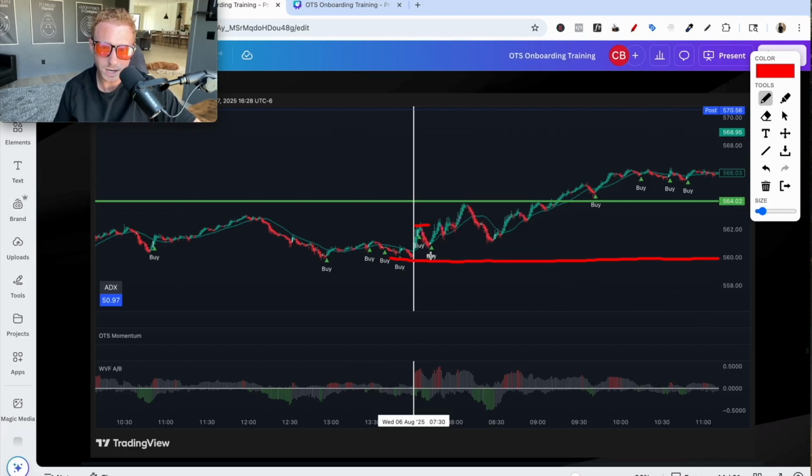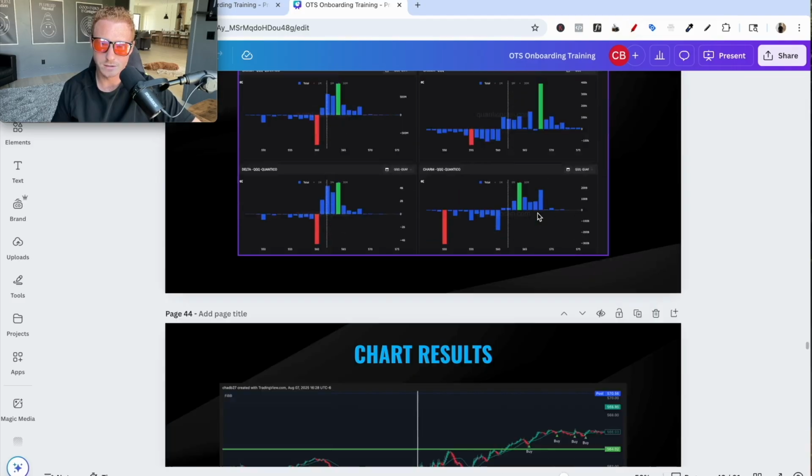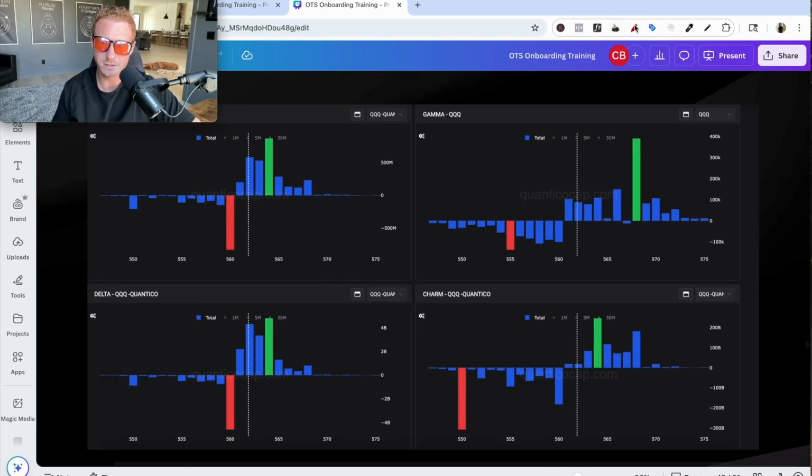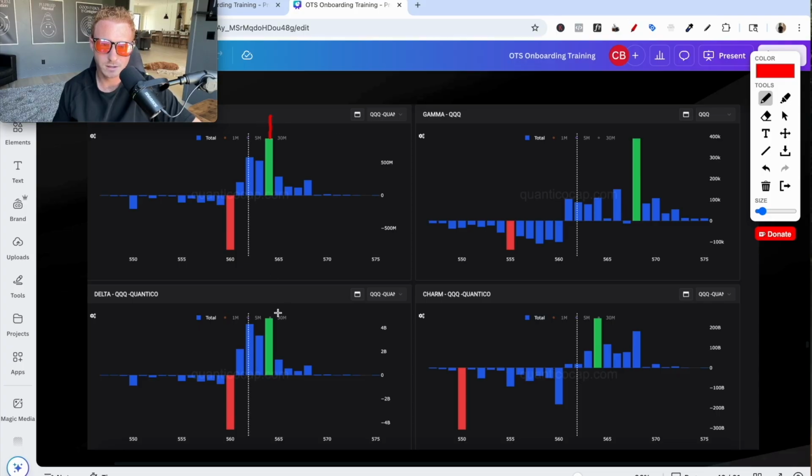So any pullbacks, we basically want to take long to this 564. Okay, remember the 564 was the target. Okay, if we go back here, everything points to 564. The gamma, the delta, the charm rising to it. And then also on this chart, we have a big gamma bar here as well. So everything points to 564. We want to take pullbacks to the area unless we break 560.